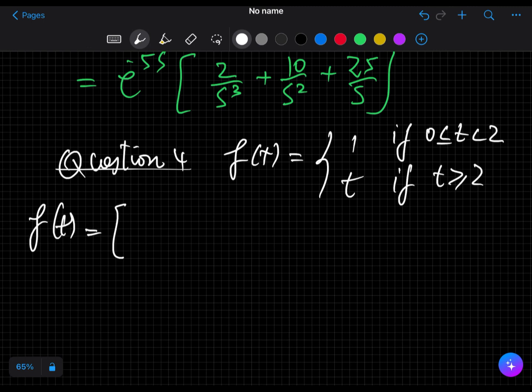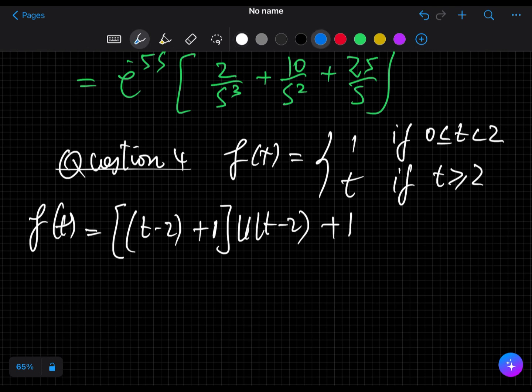And this is how my logic drives me. I'll have 1 plus t minus 2 plus 1, right, times u of t minus 2 plus 1. Okay, so this is how it works.